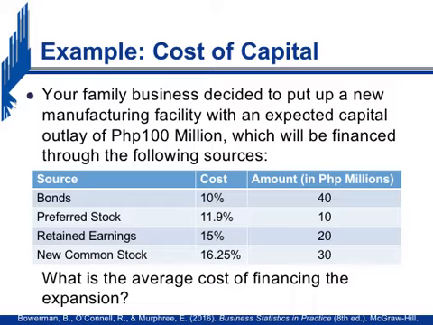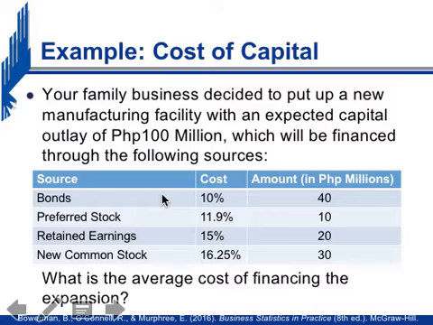In this example, we have a family business that decided to put up a new manufacturing facility with an expected capital outlay of 100 million pesos. And the 100 million pesos can be financed through the following sources. So the 100 million can come from bonds, can also come from preferred stocks or retained earnings or new common stock. Now the 100 million is divided into those four sources. And we can see here the allocation. So 40 million of the 100 million will come from bonds, 10 from preferred stocks, and so on.